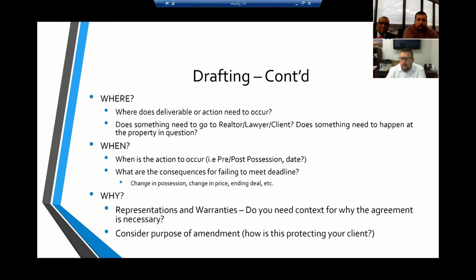So it's something we just want you to consider. Not every deal requires you to think to this depth, but it's something we want you to keep in mind when you're drafting these things. And also the why. Why are we doing this? Are we protecting the buyer? Are we protecting the seller? What is the consequence of us looking for this amendment? What is the result we're looking to gain at the end of the day? Those are just things to keep in mind.